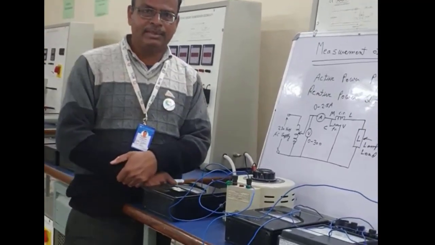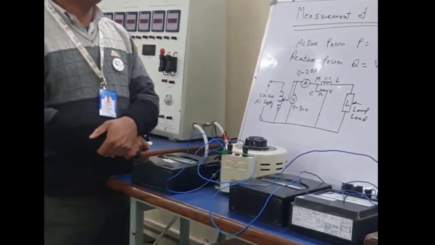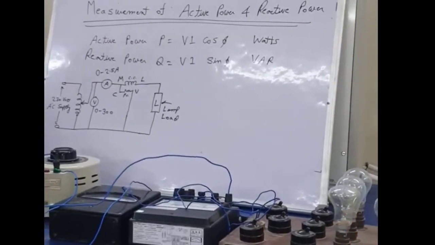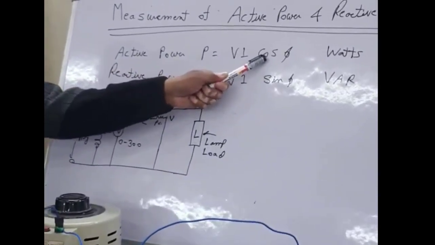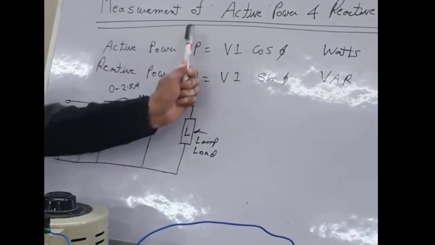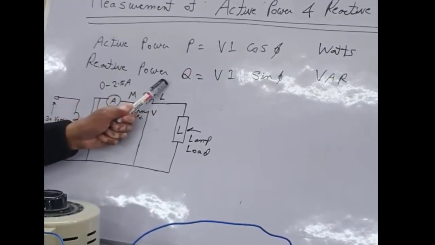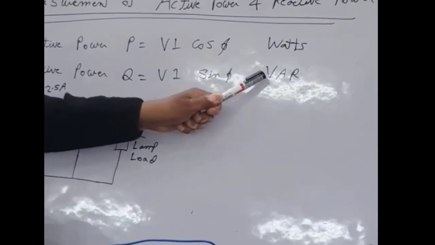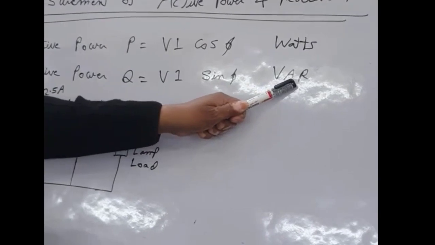Dear students, today we are going to perform the fourth experiment. The objective is about how to measure the active and reactive power. The active power, P, is equal to VI cos phi. The unit of active power is watts. Similarly, the reactive power expression is Q equals VI sin phi, and its unit is var. Var stands for volt ampere reactive.